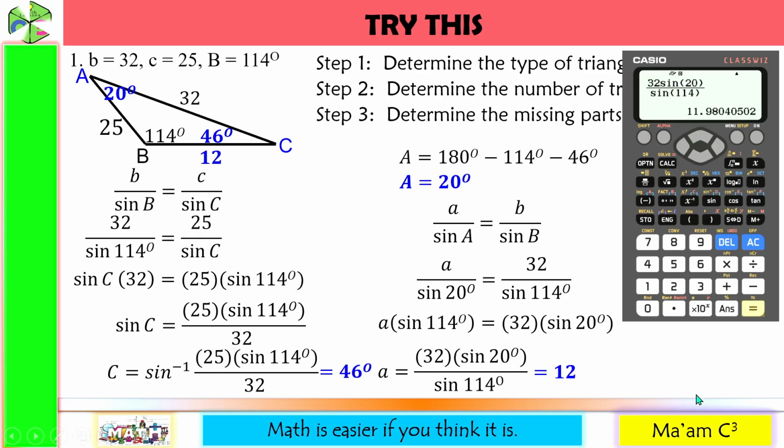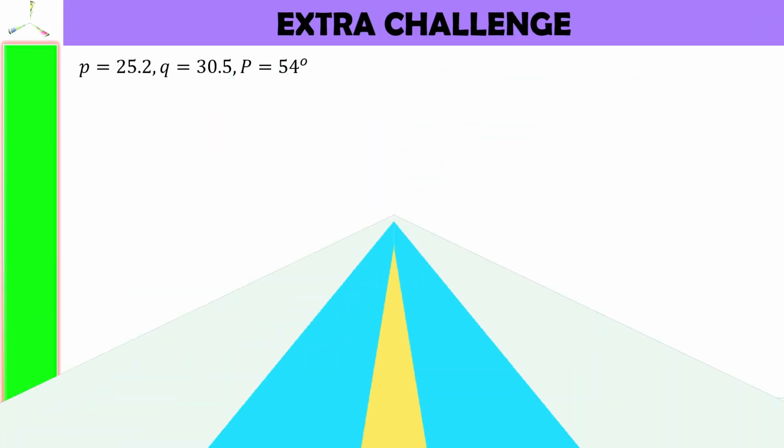Let me enumerate our answers. Angle A, 20 degrees. Angle C, 46 degrees. And side a, 12 units, because there is no particular unit given. Let us do an extra challenge.